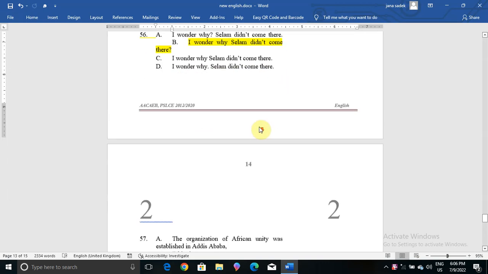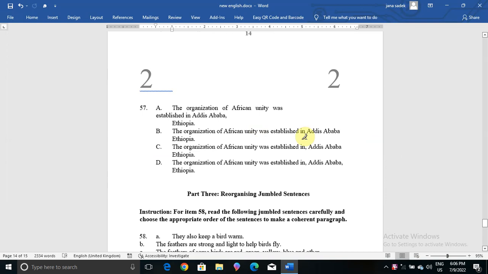Okay, now let's go to question number 57. The same thing: the Organization of African Unity was established in Addis Ababa, Ethiopia. So the correct answer for the punctuation and capitalization in this sentence is B, the Organization of African. African here is a name, so A will be in its capital letter. Unity was established in Addis Ababa, Ethiopia. The three words are nouns or names, so the first letter of each word will be a capital letter. So B is the correct answer for question number 57, which has the correct punctuation and capitalization.